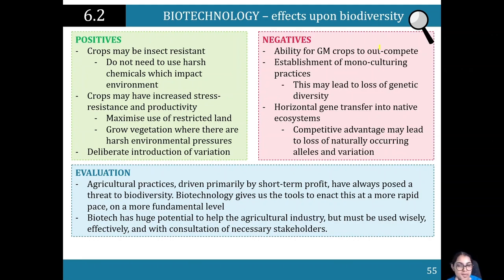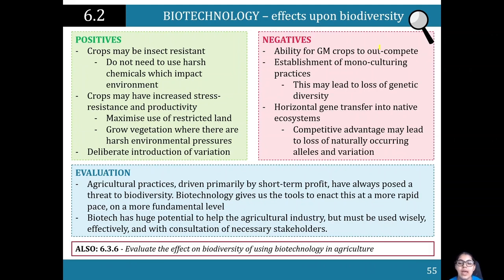So when we evaluate this, we can say that agricultural practices are driven primarily by short-term economic profit, and they have posed a risk to biodiversity. However, biotechnology gives us the tools to enact this at a more rapid pace, and also at a more fundamental, genetic level. It has huge potential to help the agricultural industry, but it has to be used wisely, and with the consultation of necessary stakeholders. And that is evaluating the effect on biodiversity of using biotech in agriculture.